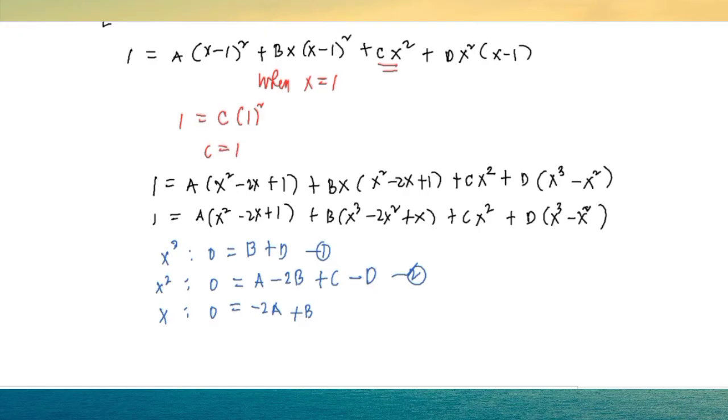And dalawa lang naman sila, so wala na. And that's our third equation. For the constant, 1 sa left side na equation natin, and sa right side we have A, so meaning A is equal to 1. Ayan, so may nakuha na tayong dalawa. C is equal to 1 and A is equal to 1.